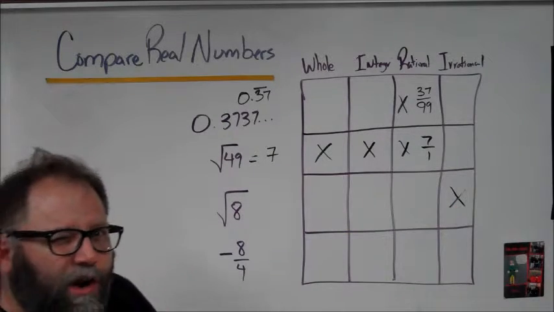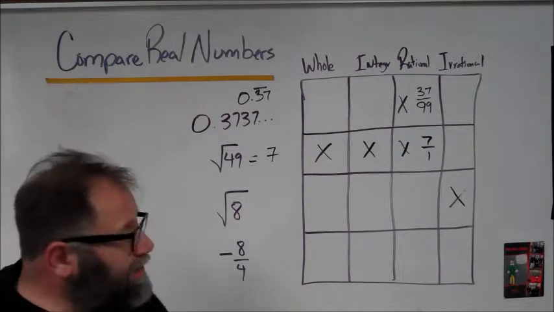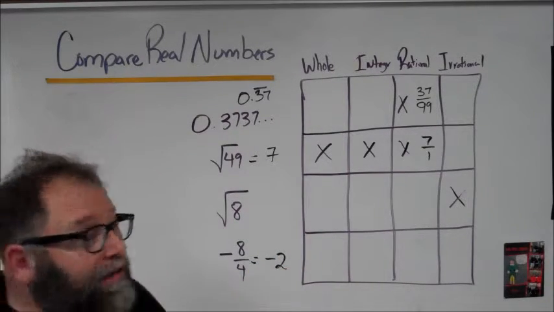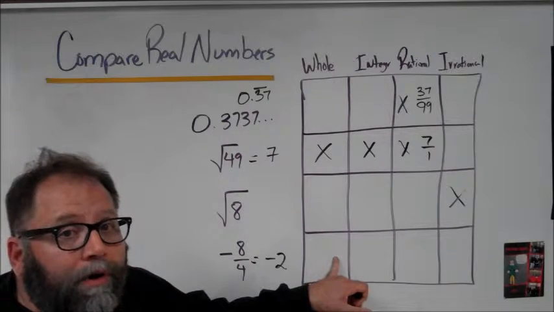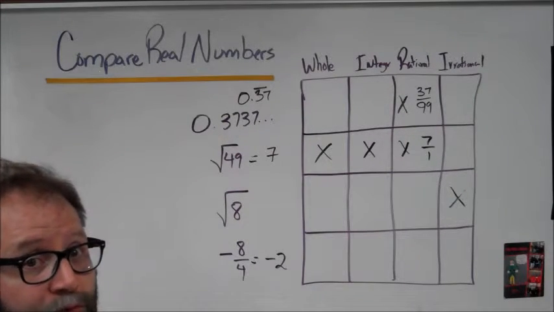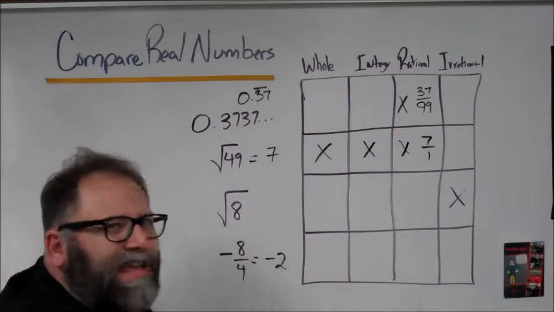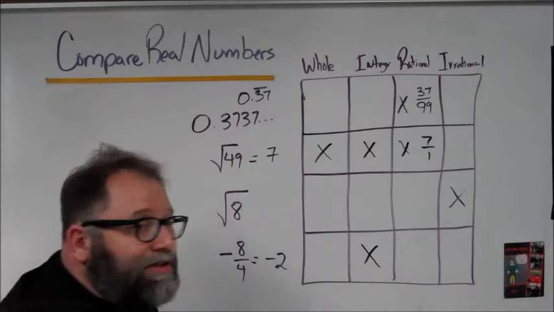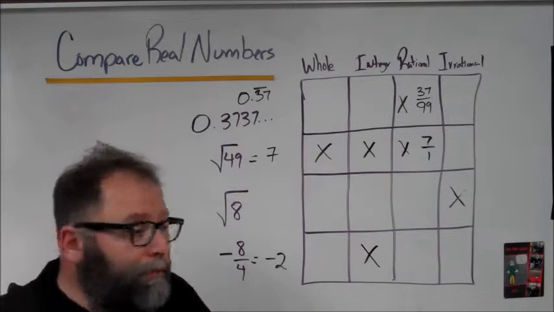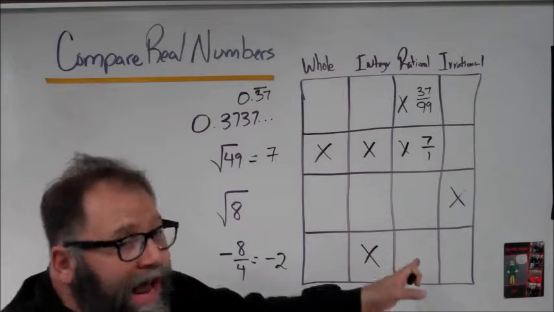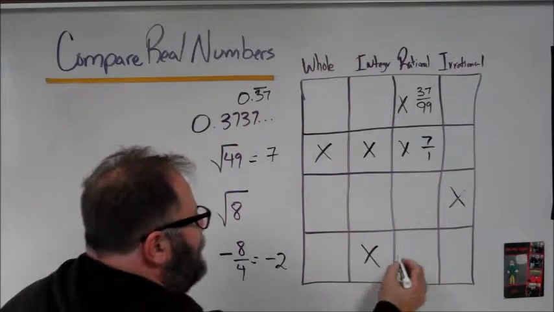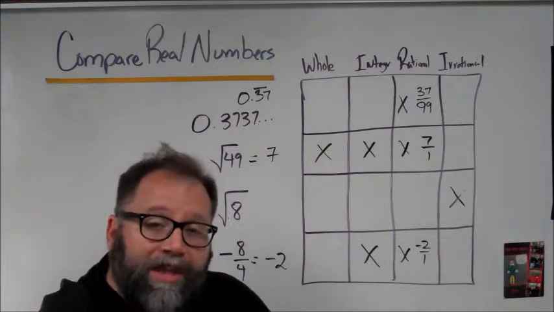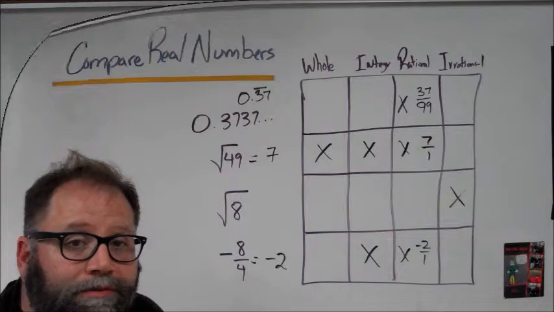Then we got -8/4. Now you're looking at that going, all right, I don't know about that. Well, let's just simplify that to -2. Now, is -2 a whole number? No, it's not a whole number because we can't count it with our fingers, and it's not positive. Is it an integer? Yes, it's definitely an integer because it's the opposite of a whole number, which would have been 2. Is it a rational number? Of course it is, because we can write it as the fraction -2/1. Is it irrational? No, it can't be irrational if it's rational.